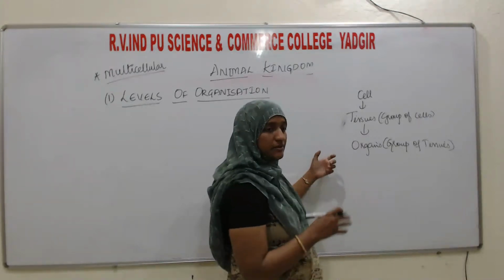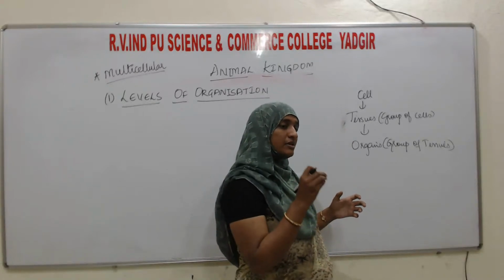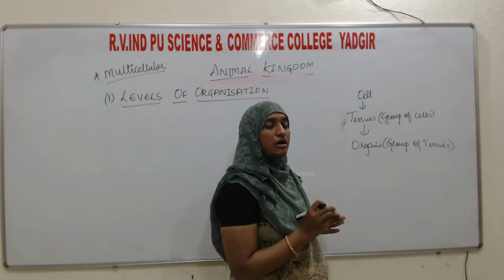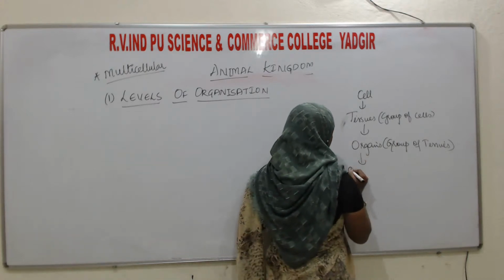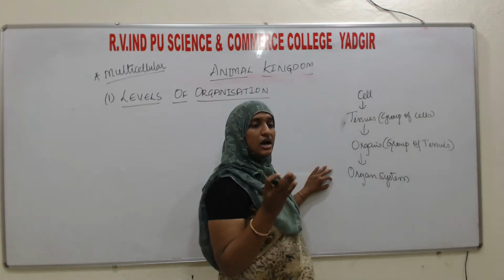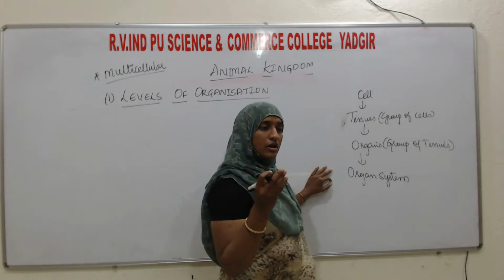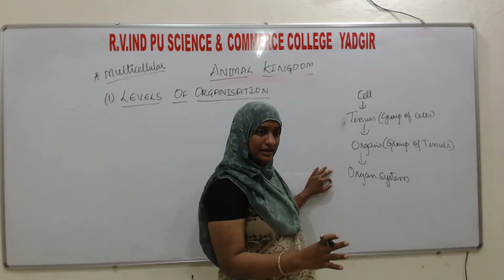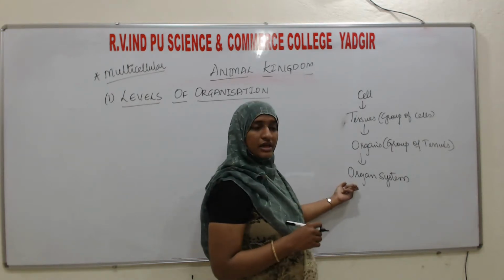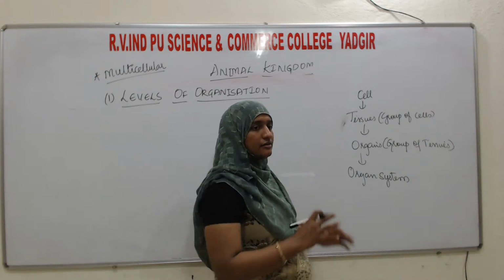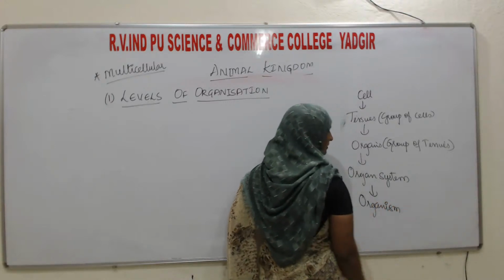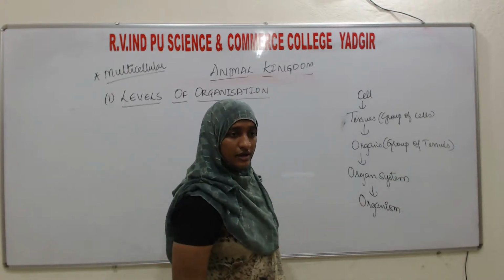Next, if some organs, a group of organs, perform different functions to maintain a living organism, then we call it an organ system. An organ system means organs such as the liver, kidney, heart, stomach and lungs all present in one organism and performing various functions to maintain life. Altogether, this organ system makes up the organism.